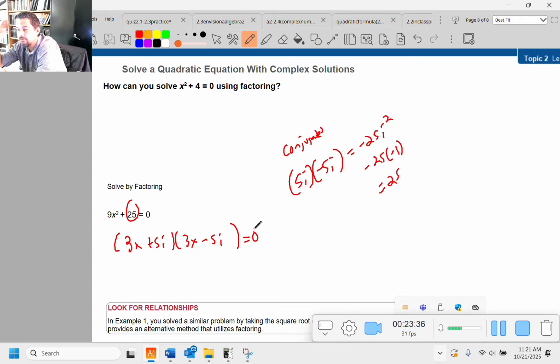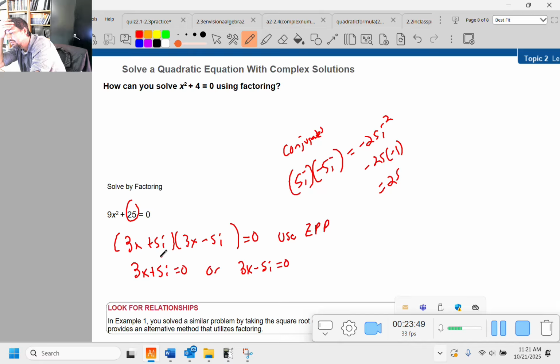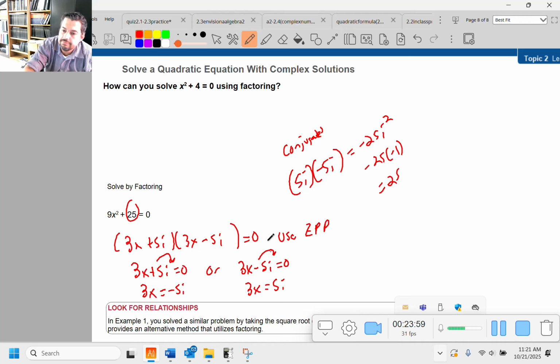Now again, you factored it, set equal to 0. You're going to use the ZPP, the zero product property. So 3x plus 5i is a 0, or 3x minus 5i is a 0. We're going to subtract 5i. 3x is equal to -5i. We're going to add 5i. 3x is 5i. I need a little more room here.